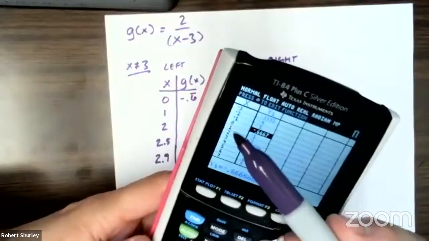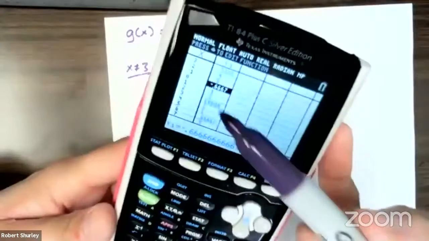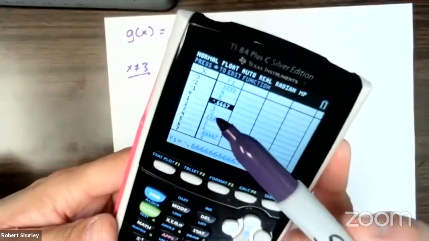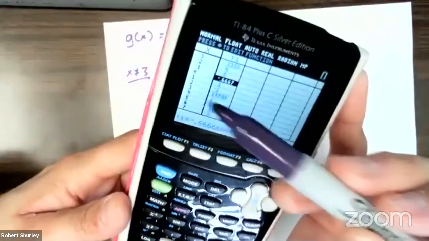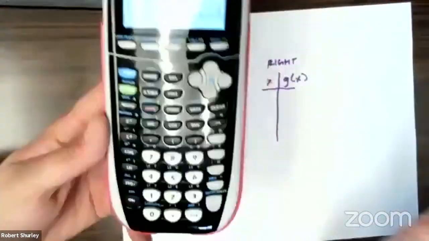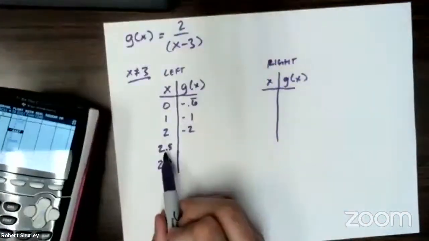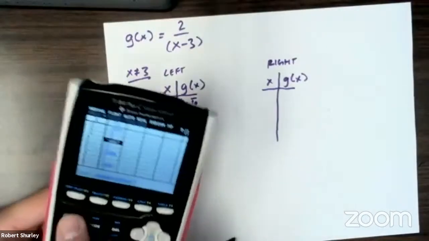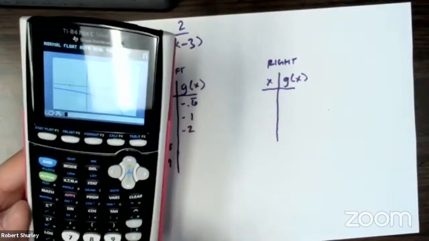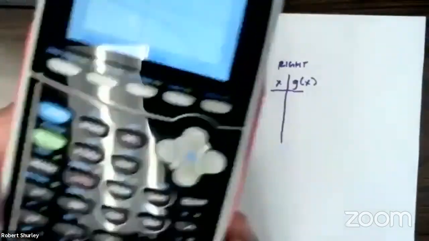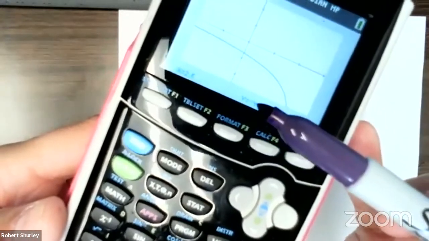Okay. And then for 1, I get negative 1. For 2, I get negative 2. And now notice I can't put in 3. It says error, and it's an error because it winds up being undefined. So now I'm going back to calc to put in 2.5 and 2.9. So second calc, value, I'm going to put in 2.5. Boom. I know it's kind of hard to see, but it gives me back negative 4 there. Do you see that? Boop, negative 4.